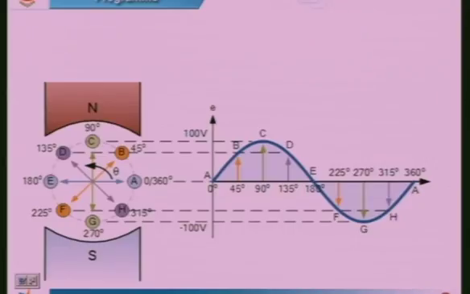Hello everyone. Today we start this session by defining the RMS value and average value. First I will start with the average value, then the RMS value, then form factor and then the peak factor of a sinusoidal alternating quantity.